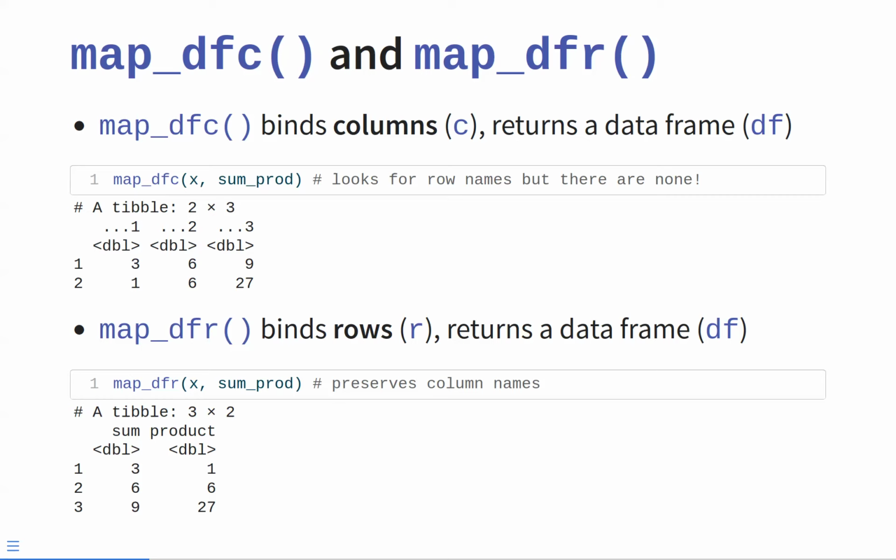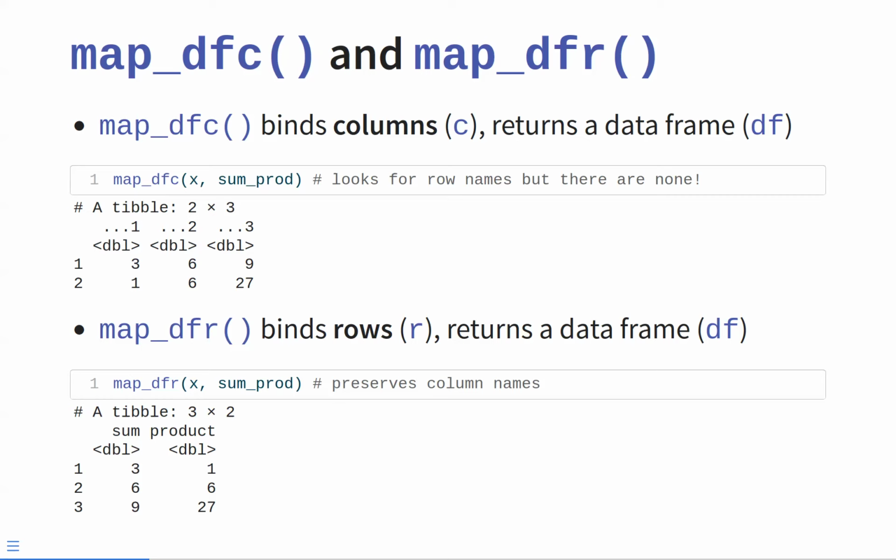Whereas map_dfr binds the rows and returns a data frame. So in other words, whereas map on the previous slide returned a list with all of those separate vectors, these alternatives compress that list into a data frame, which can be very convenient. So probably in this example, we like the one at the bottom best, map_dfr, because that's going to preserve these column names. So we end up with something quite convenient that contains exactly the same information as the list, but in a more compact package.